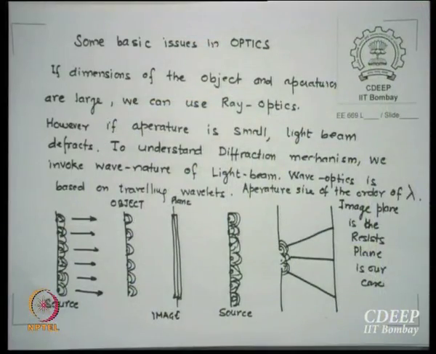If the dimensions of the object and apertures are large, we can always use what is called geometric optics, or the ray nature of light. A ray travels. Okay. However, if the aperture is small, then at the edges of the apertures the light beam diffracts, and this diffraction can be explained by saying that the light beam has wave nature. It is not a photon beam, but it has a wave kind of structure. What is this law called? De Broglie's law. Okay, every matter can be thought of as waves.